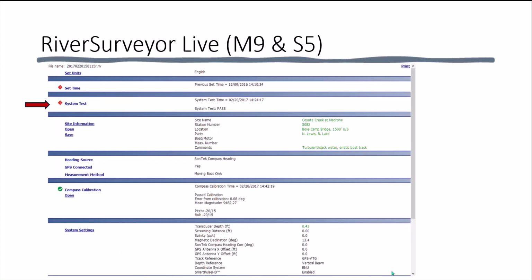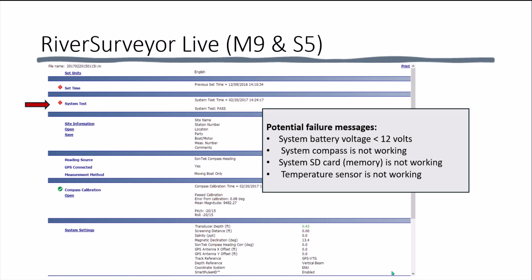In River Surveyor Live, the system test is run from the Smart page. The results of the test are very simple. Potential failure messages include system battery voltage less than 12 volts, system compass is not working, system SD memory card is not working, temperature sensor is not working.